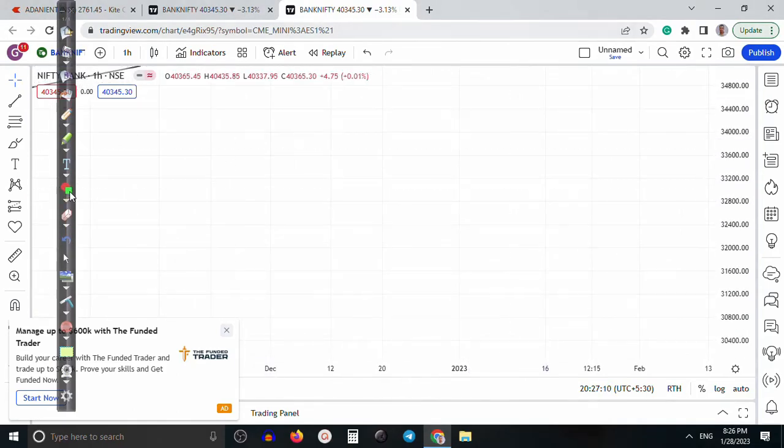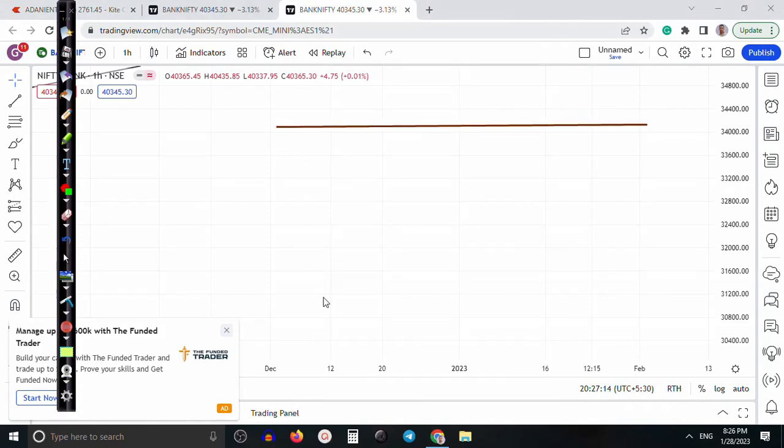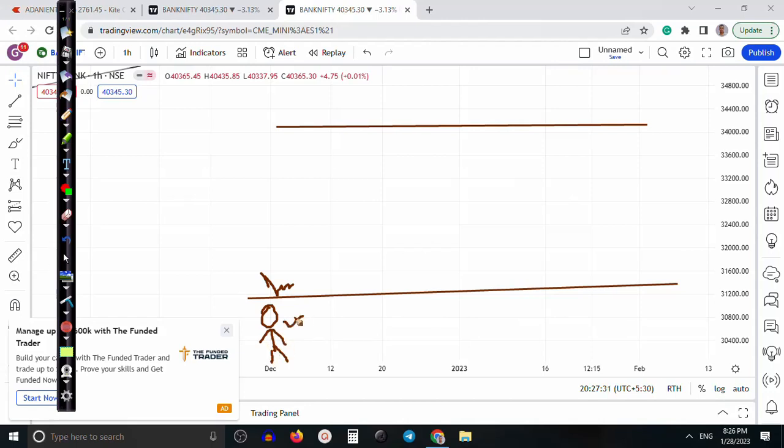So suppose this is the resistance line, and this is the support line. Let's say price starts running from this area. So here price hits and tries to reverse. So once price tries to reverse, we are calculating this rubber band man. All right, so this rubber band man starts running from point A.